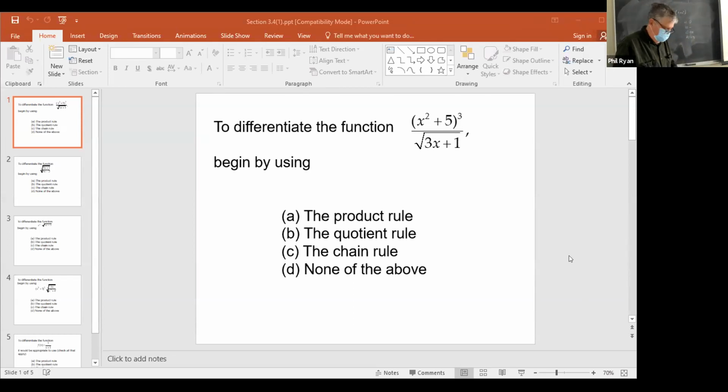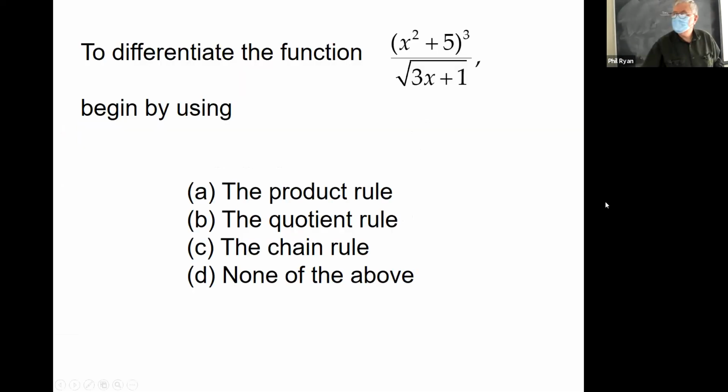Okay, I've still got more questions for you. Ellie, haven't asked you a question in a while. What about this one? So here we have this function. How would you start differentiating this? Well, you use the quotient rule, but what if you have to use the chain rule first? Which comes first, the quotient rule or the chain rule? The quotient rule, right?